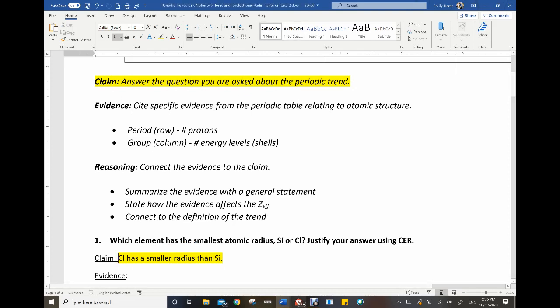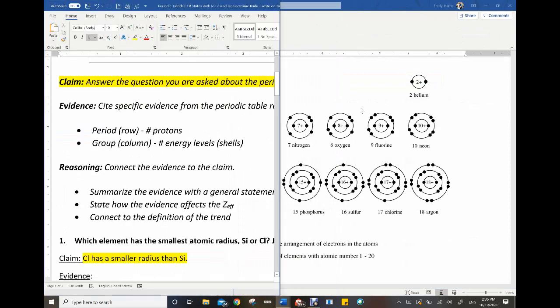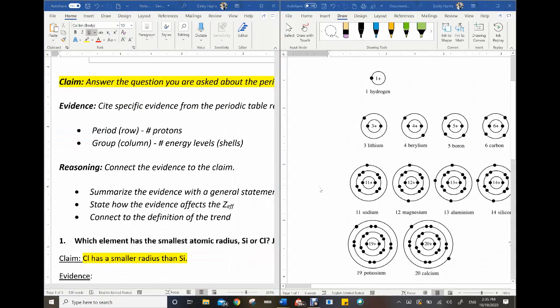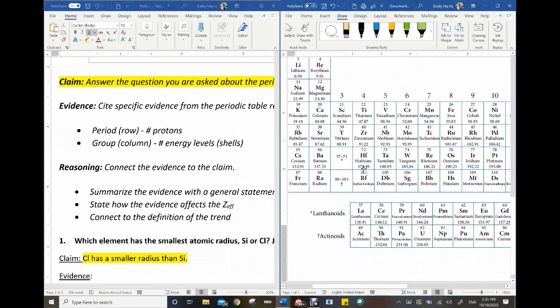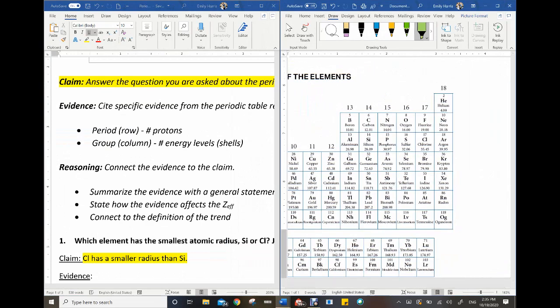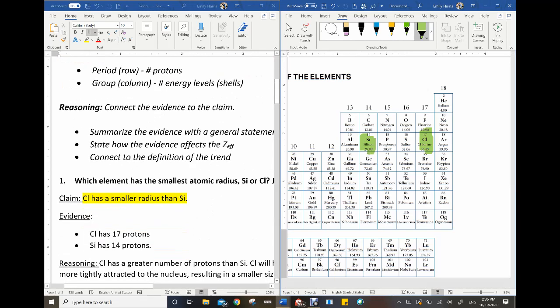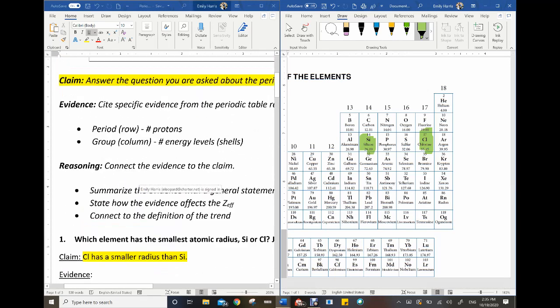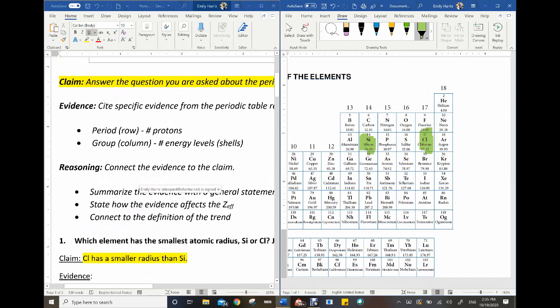If we look those up on our periodic table, let's split our screen here so we can view this. And you'll want to have your periodic table handy. So if we find chlorine and silicon, those are our two elements here, we know that in general, as you go further right, the elements get smaller. So that's how we were able to generate our claim or our answer to the question. So that's what you start off with, just answer the question that you're asked.